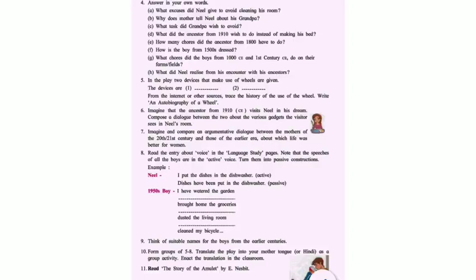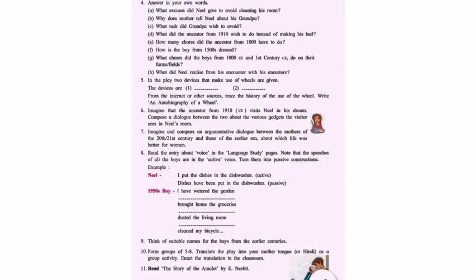You have to imagine what the ancestor from 1910 would say to Neil in his dream. You just have to imagine things about the various gadgets the visitor sees in Neil's room. So basically you have to make a dialogue in which the ancestor of 1910 has arrived and he sees the gadgets. Okay, unke time pe to gadget nahi the, and now Neil has headphones, phones, cell phones, laptops and things like that in his room. So the ancestor is asking about the gadgets. This is an interesting dialogue writing which you can do. So again, sub question 6 would be your homework.